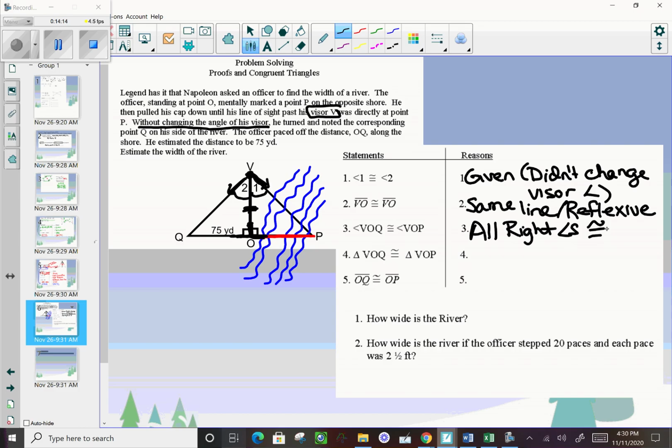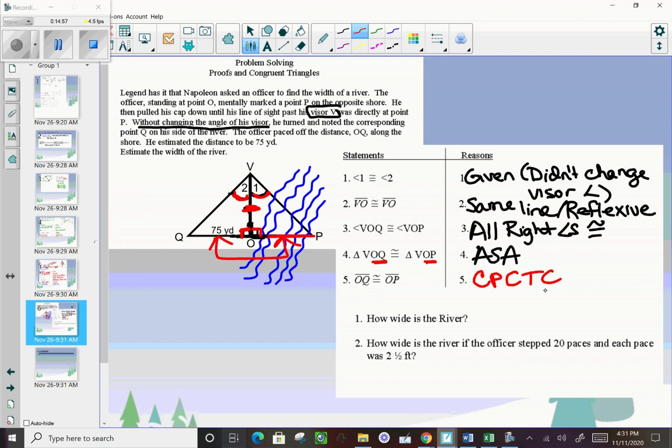All right, you should be able to give me a triangle congruence postulate. Why are those two triangles congruent? VOQ to VOP. Angle, side, angle. Here's your angle. There's one pair. Here's your side. Here's your other angle. And last but not least, then why would OQ be congruent to OP? So why are these two congruent? Well, they're congruent because the triangles are congruent. So OQ here and OP there. So corresponding parts of congruent triangles are congruent.